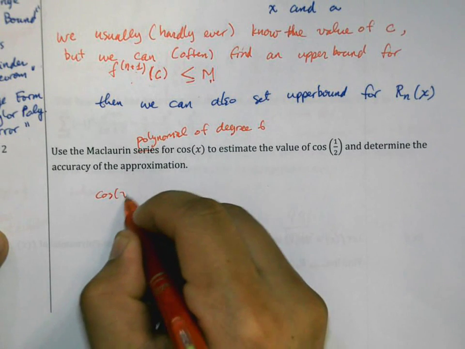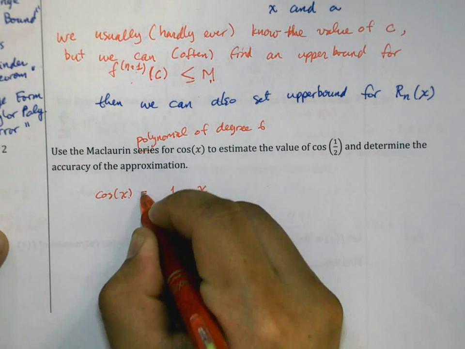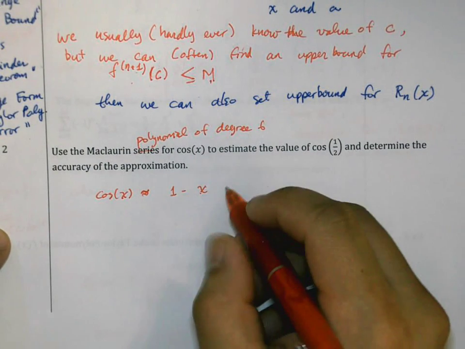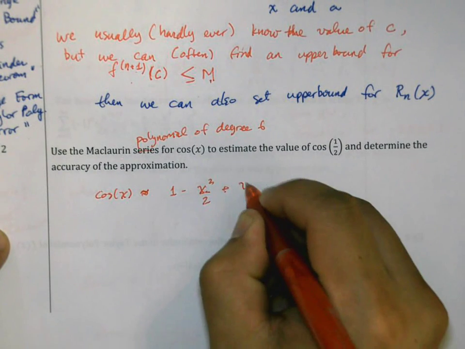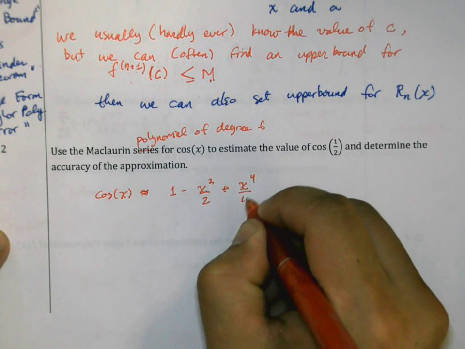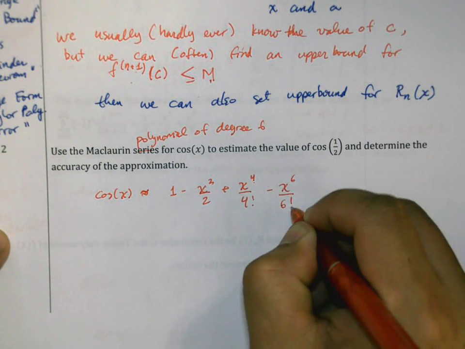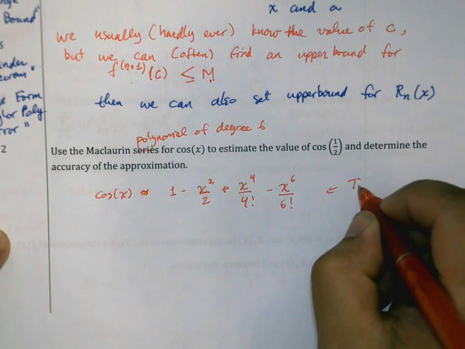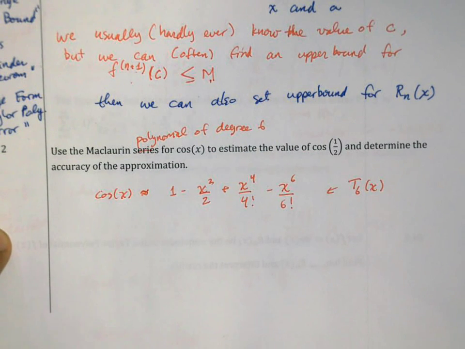So remember that the cosine function is approximately equal to 1 minus x squared over 2 plus x to the 4th over 4 factorial minus x to the 6th over 6 factorial. In other words, this is a way of saying the Taylor series of the 6th degree of x. That's another way to say this.